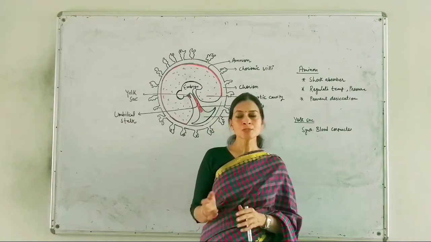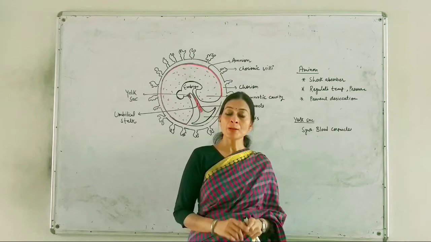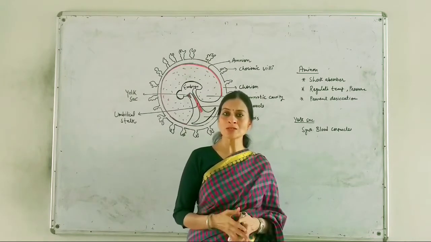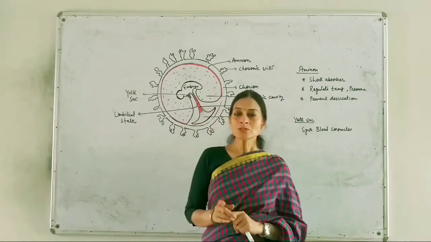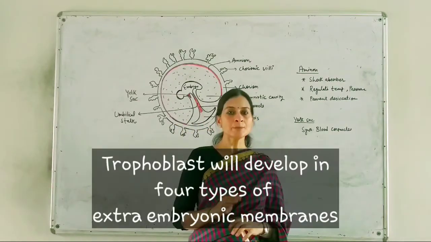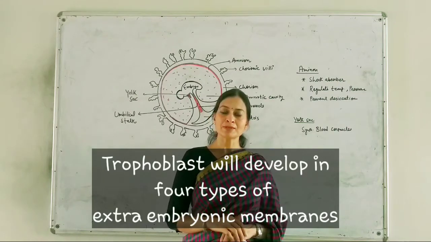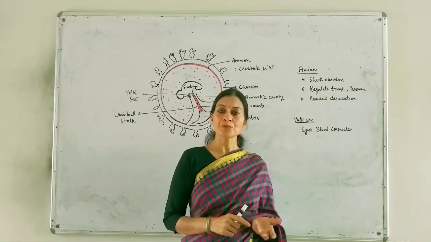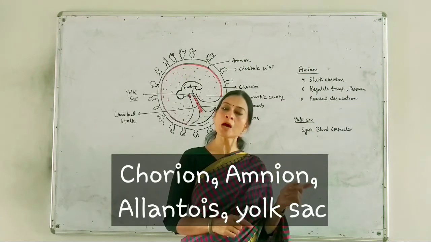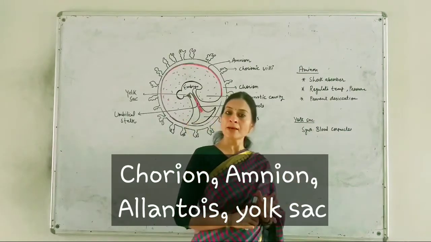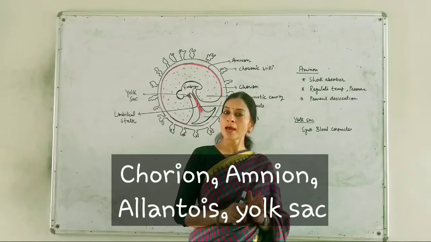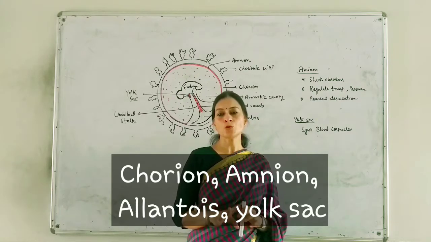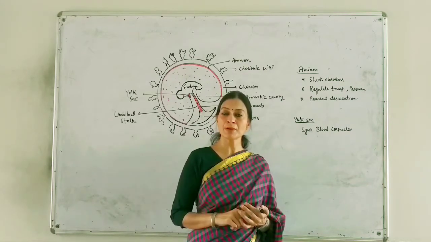Now inner cell mass is going to develop into embryo proper, but the outermost layer which is known as the trophoblast of blastocyst, it is going to develop into four types of extra embryonic membranes. Names of the extra embryonic membranes are the chorion, which is going to be the outermost layer, then the amnion and allantois and yolk sac. These are the four extra embryonic membranes.